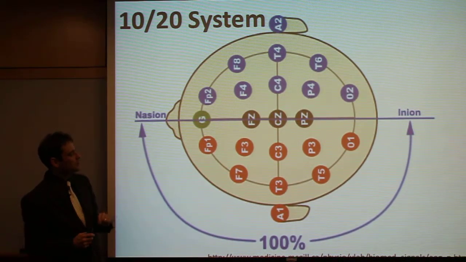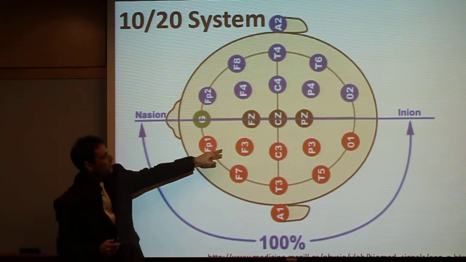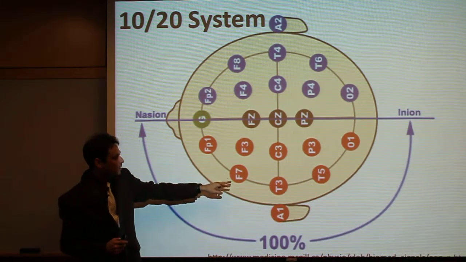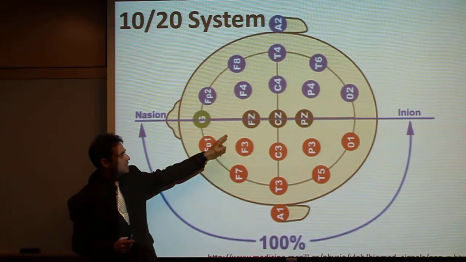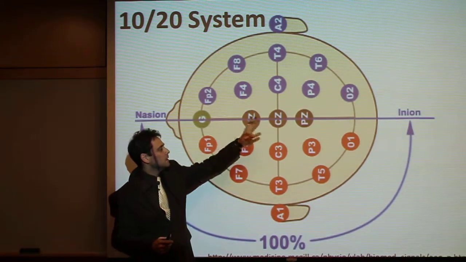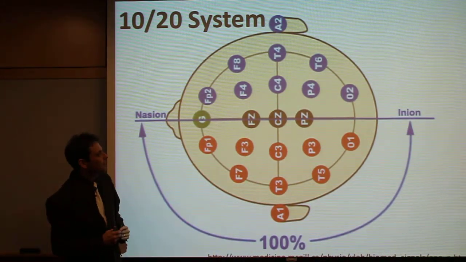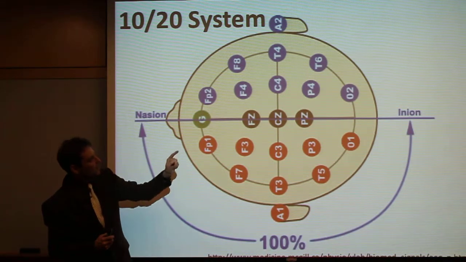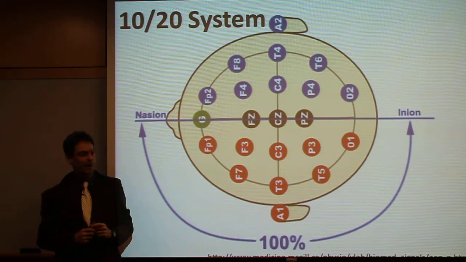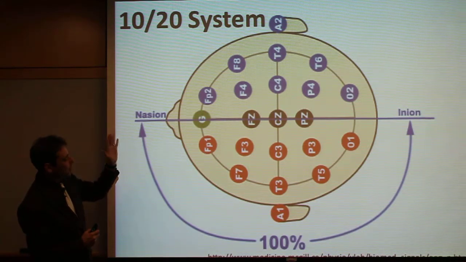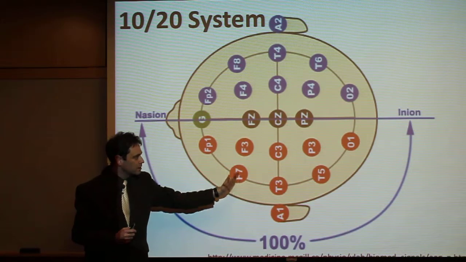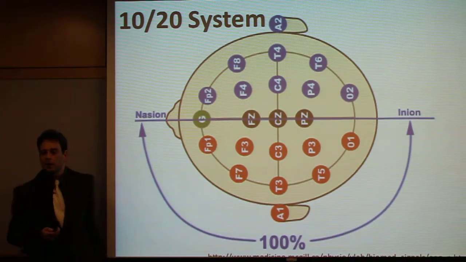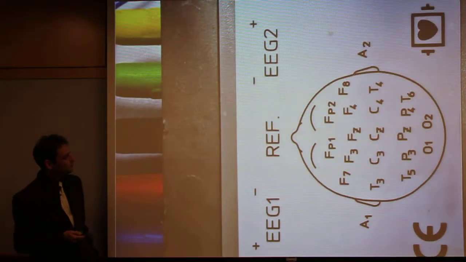What do the letters designate? Well, FP is frontal pole, F is frontal in general, T temporal, C central, Z is in the midline, parietal, and then occipital around the back. And often the progression is from front to back, the way the EEG is viewed.